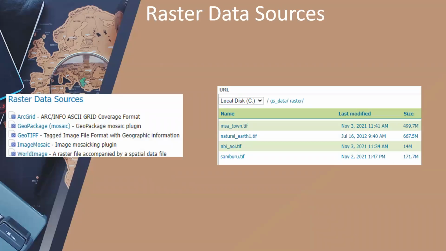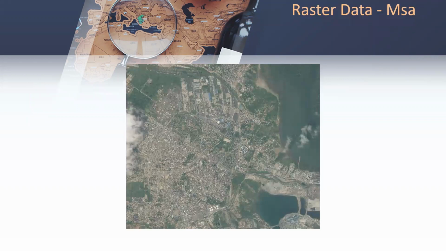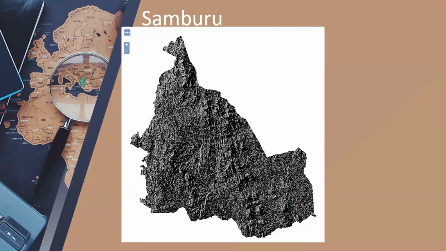Then we've been able to add our raster data sources. This is our first file. I think it is MSA or something TIFF, it's a GeoTIFF file. It is about half a GB, 500 MB or thereabout. We have this Samburu, slightly under 200 megabytes. This is a digital elevation model, DEM, and it is also in GeoTIFF.